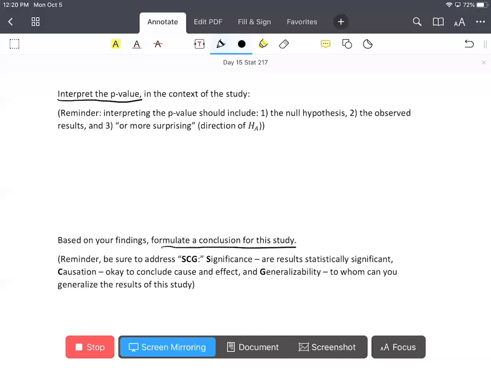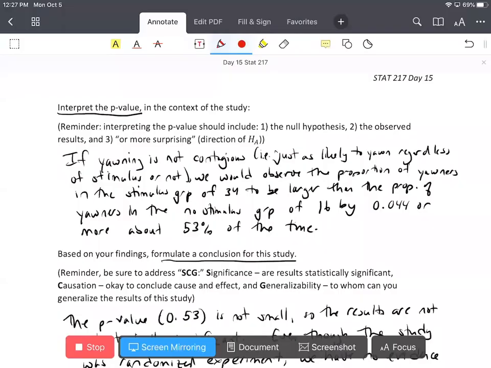Ideally, at this point, you would pause the video and try this for yourself. Even if you don't fully write it out, say it to yourself to see if you can come up with interpreting the p-value and formulating a conclusion. And I'll be back and you'll be able to see those in just a moment. So I said a minute, of course for you it's like a second because I paused recording.